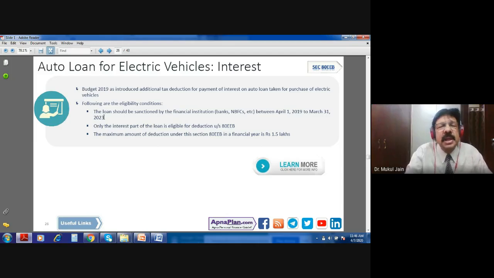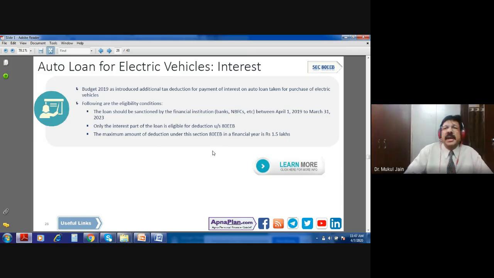But for this, till 2023, if we buy any electric vehicle and we take an auto loan, only the interest part of the loan is eligible for deduction under this section 80EEB. The maximum amount of deduction in a financial year is 1.5 lakh.